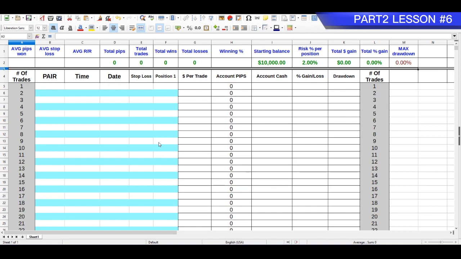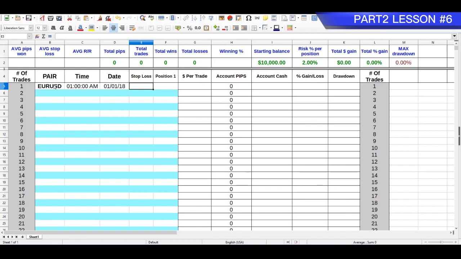So let's go ahead and go through how we use this spreadsheet in our back testing. What we would do is record our trades, right? Let's say we're trading on the euro dollar and we're trading at 1 o'clock p.m. Let's say that we're doing this at the beginning of 2018 and the trade was a 20 pip win.